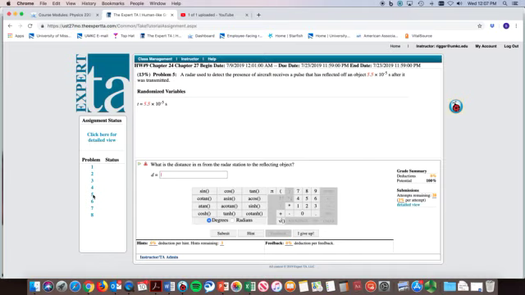All right. This is kind of an interesting problem. It says a radar used to detect the presence of aircraft receives a pulse that has reflected off an object 5.5 times 10 to the negative 5 seconds after it was transmitted. What is the distance from the radar station to the reflecting object? Remember, this is out and back.